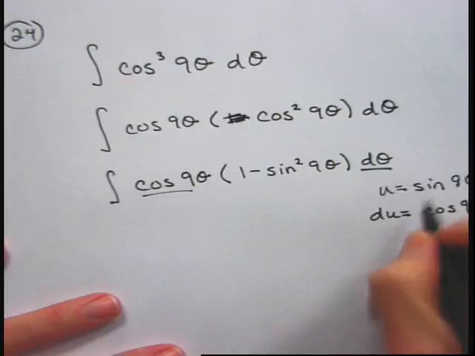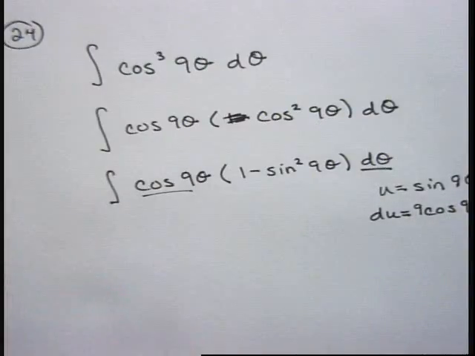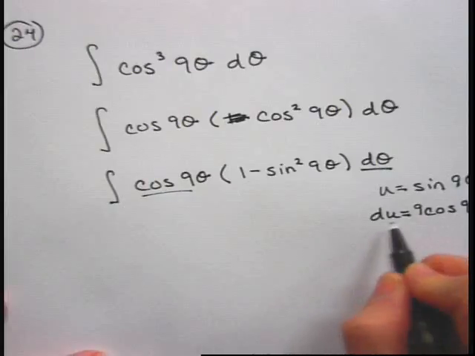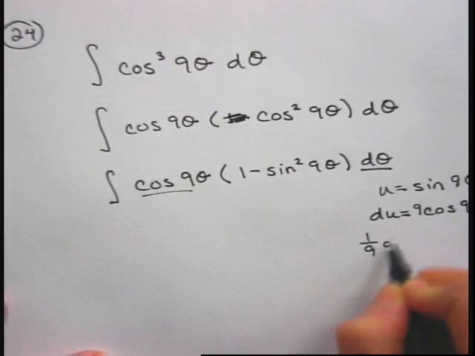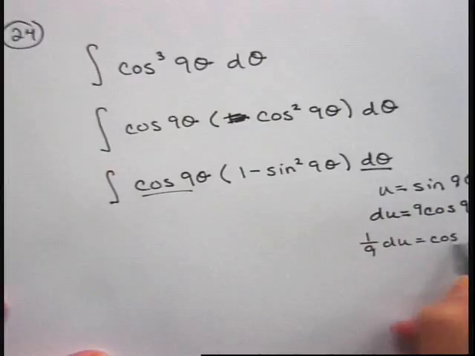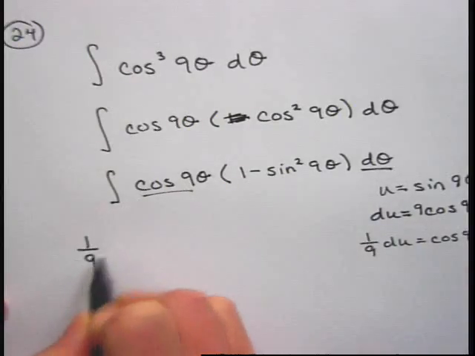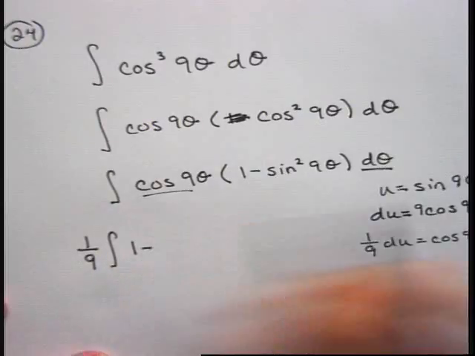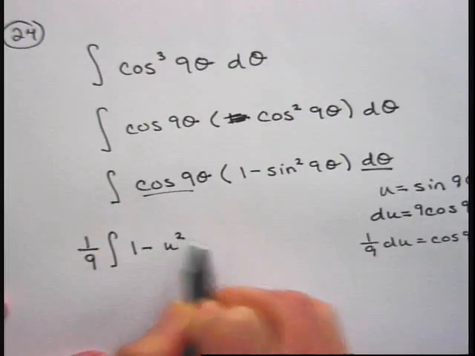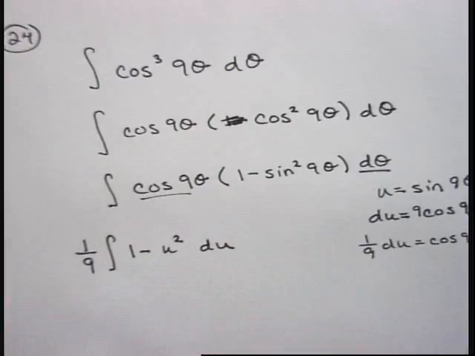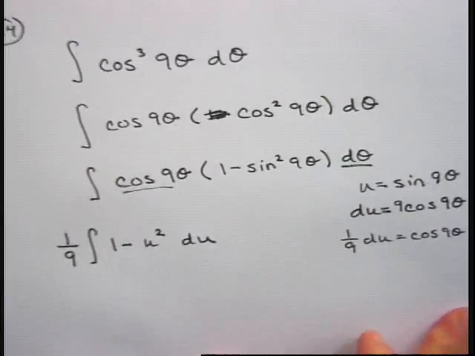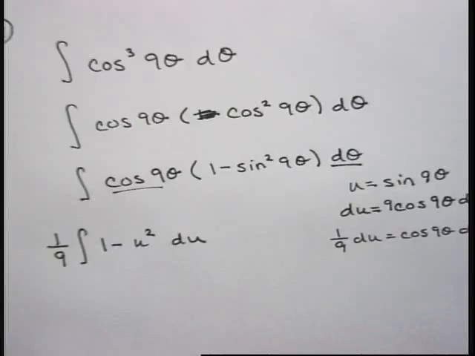Oh, it's going to be 9 times that, right? Because you have a chain rule. And so you can write this as 1/9 du is equal to cosine 9 theta d theta. So you'll have a 1/9 in front, and then you'll have 1 minus, well, just u squared, and then du. See how cool that is? That was really clever.